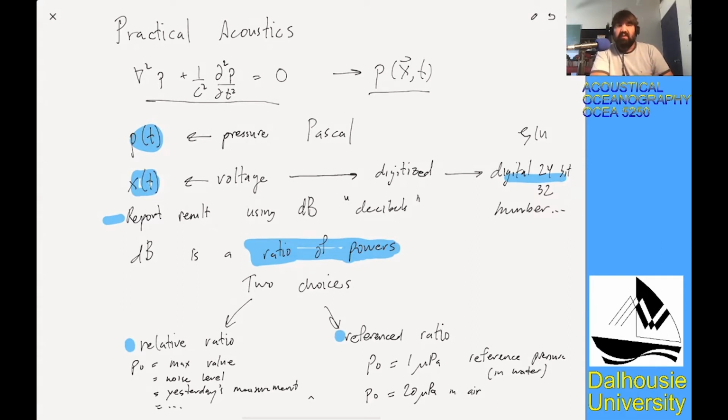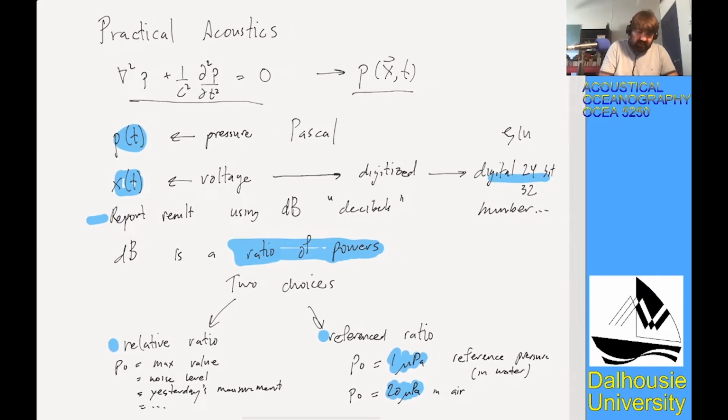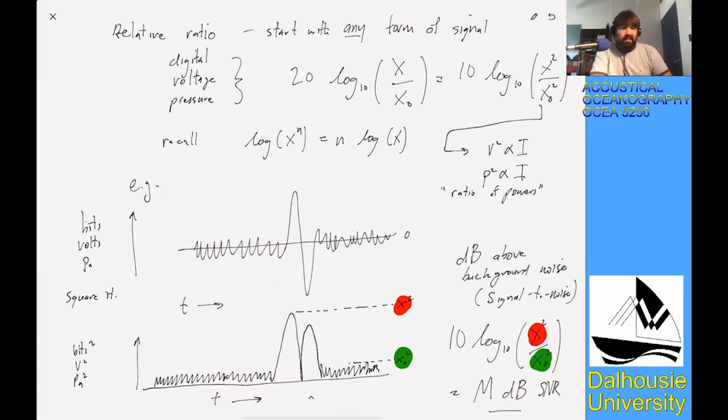Or we can go with a referenced ratio, and that's where the reference pressure is an absolute measure of pressure, which means that our measurements in the reference pressure can be compared to any other measurement in that reference pressure, because it's actually related to the pascals. In water, that reference pressure is 1 micropascal. That's 1 times 10 to the negative 6 pascals. In air, I think the old standard, or maybe the current standard, is 20 micropascals. Lots of different authors have chosen lots of different reference pressures over the years, but that one with water, seawater, is sticking around. It's here to stay.